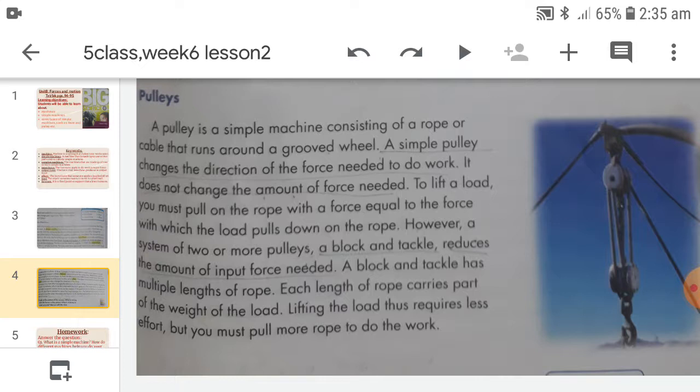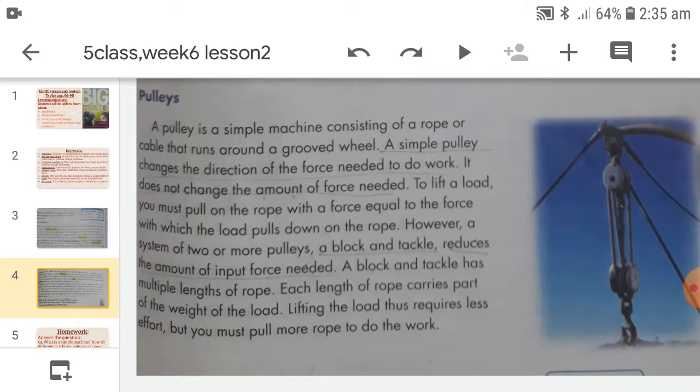In a simple pulley, there is just one grooved wheel and just one piece of rope or cable that is moving around the grooved wheel. The simple pulley changes the direction of effort, or the direction of force that you apply to do the work, but it does not change the amount of effort or force that you are applying.